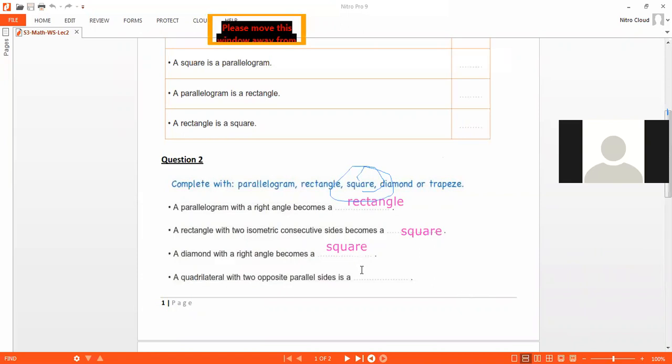Ibrahim Maroun. Yes. Yalla habibi. A quadrilateral with 2 opposite parallel sides is a... Do you think the quadrilateral whose opposite sides are parallel is a parallelogram? Parallelogram. Bravo. Excellent. Great job. Yalla, let us continue now.